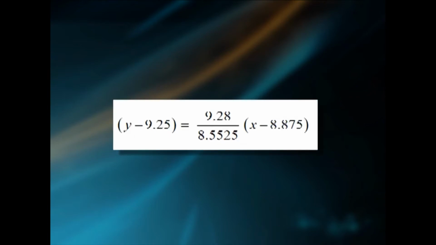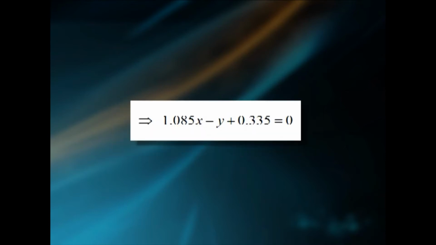Hence, the regression line y on x, y minus y bar equal to pxy by sigma square x into x minus x bar is y minus 9.25 equal to 9.28 divided by 8.5525 into x minus 8.875. This implies 1.085 x minus y plus 0.335 equal to 0.